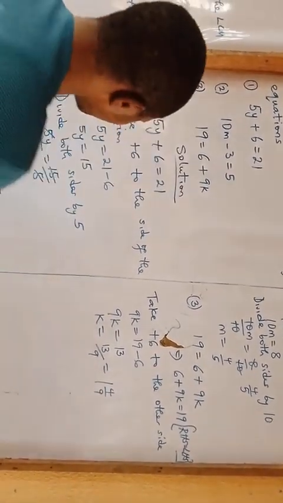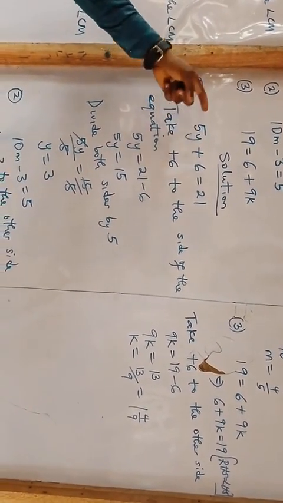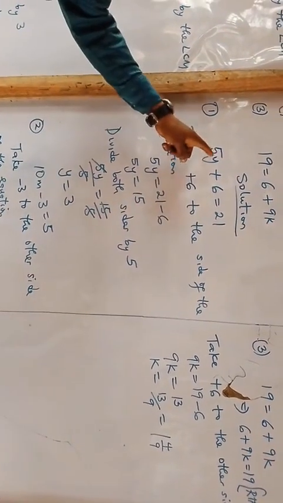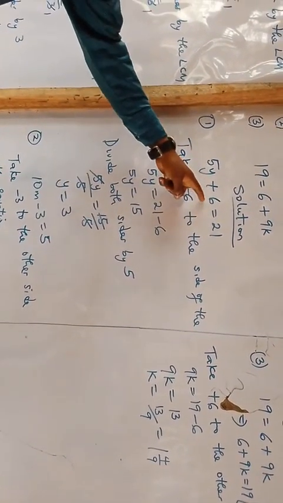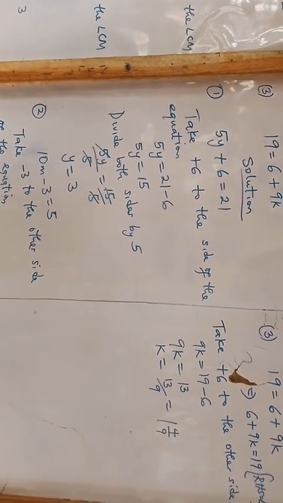And all these answers, by the time you substitute them into this equation, you are going to get the exact answer. For instance, y is equals to 3 here, 5 times 3 will give me 15. 15 plus 6 will give me 21. That's to enable you to know that you are right.